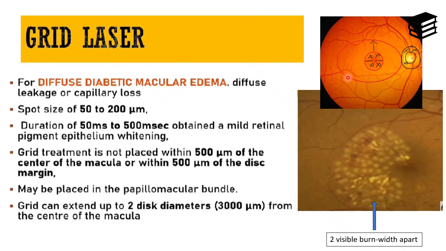But according to the modified guidelines, you see, this has obviously encroached within that 500 micron zone. The modified guidelines say that you can do grid laser for diffuse leakage or capillary dropout areas within 2 disc diameters of the center of the macula also. Somewhere over here is the center of the macula, and this is a modified grid laser that has been done. The grid can extend up to 2 disc diameters, 3000 microns from the center of the macula.